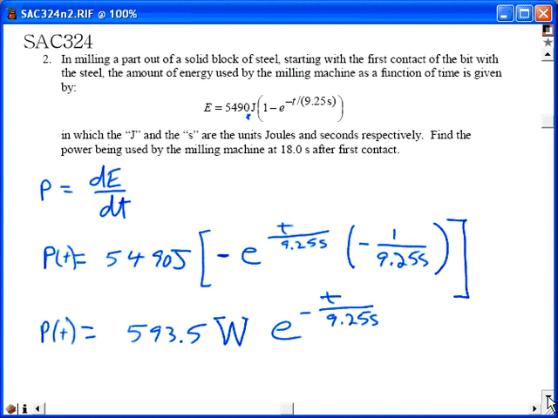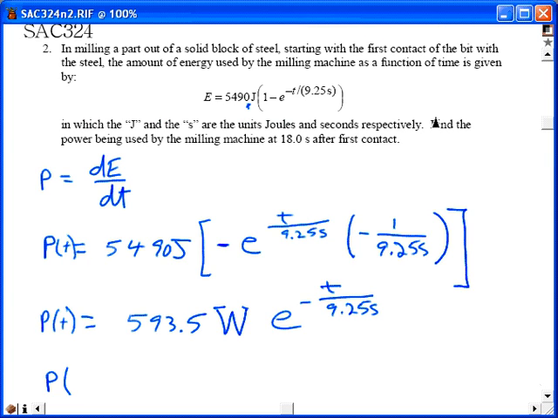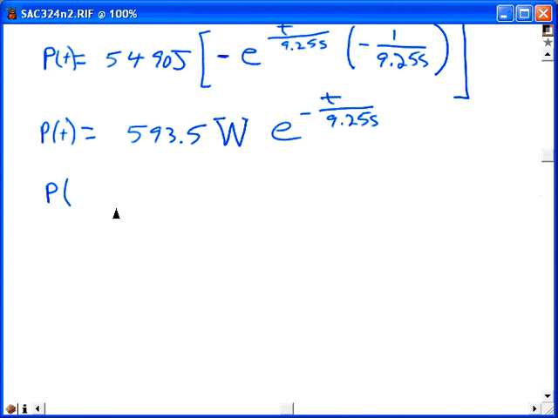So the rate at which energy is being used up changes with time. In fact, it decreases with time. Probably the more material the milling machine moves away, the easier it is for it to turn, and hence the rate at which energy is being used up decreases. We're asked for the value of the power at a particular time. It was 18 seconds. There it is, 18 seconds after first contact. So we'll evaluate that expression for the power as a function of time at 18 seconds.